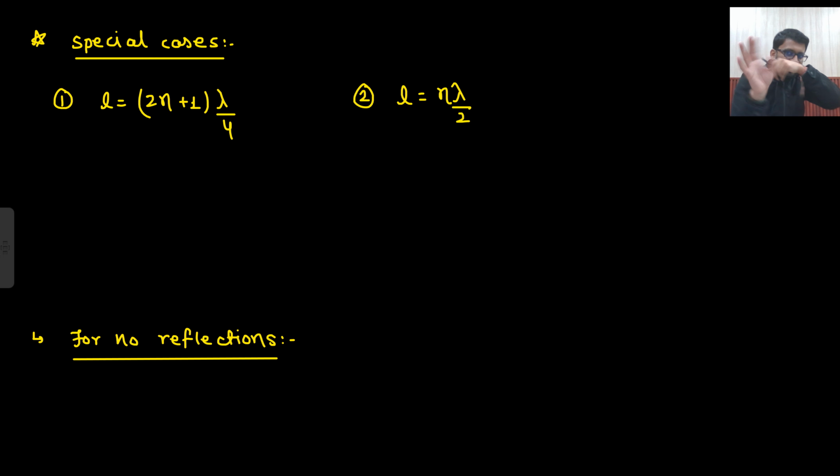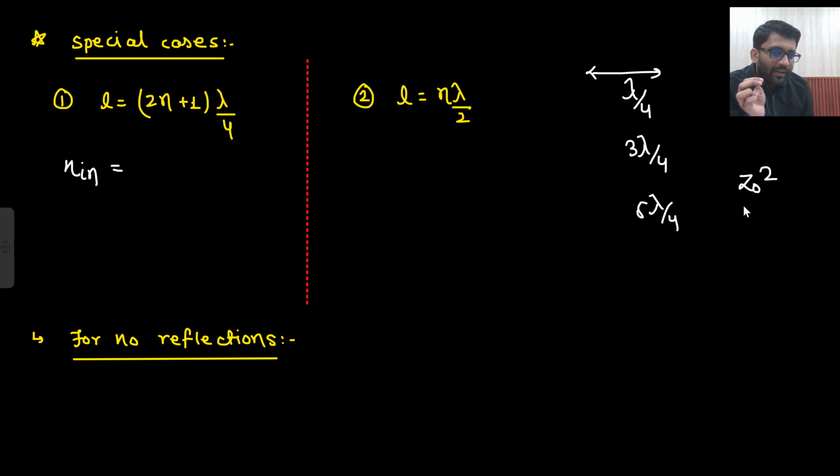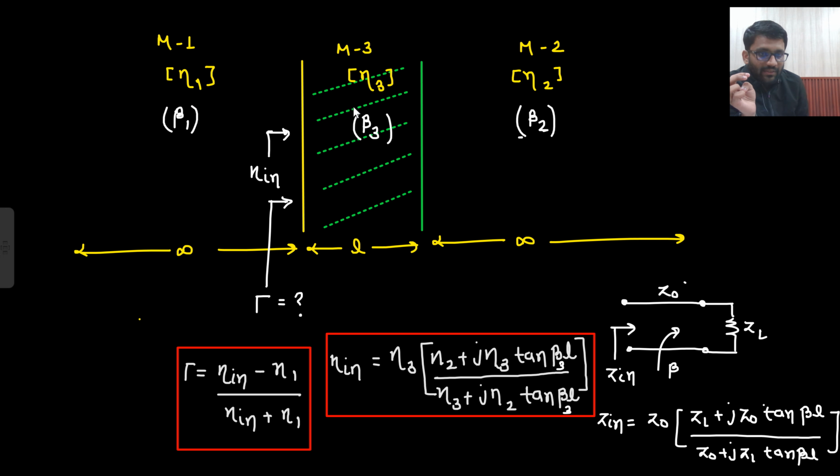If your length is an odd multiple of lambda by 4, then let me know what will be the value of neta in. For a transmission line, if my length was lambda by 4 or 3 lambda by 4 or 5 lambda by 4, what used to happen? Z in was Z naught square by ZL, right? So similarly here as well, what will happen? Neta 3 square divided by neta 2.